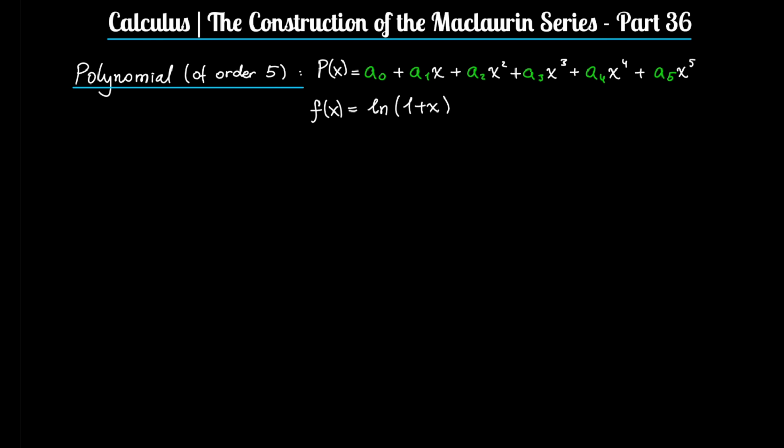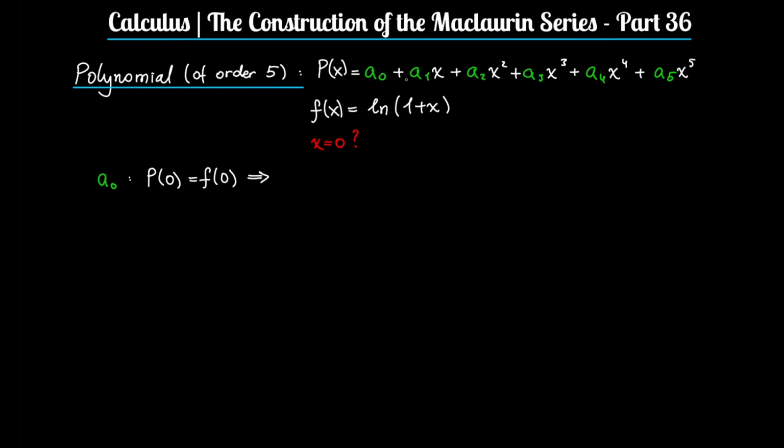Now from this, we are going to continue by examining the behavior of both functions at x equals 0. Our goal here is to make the polynomial match our function f of x as closely as possible using the help of derivatives. So first, we begin with the constant term of the polynomial, specifically a0. What we have to do is equate P of 0 to f of 0, since we're observing the behavior of the function around x equals 0.